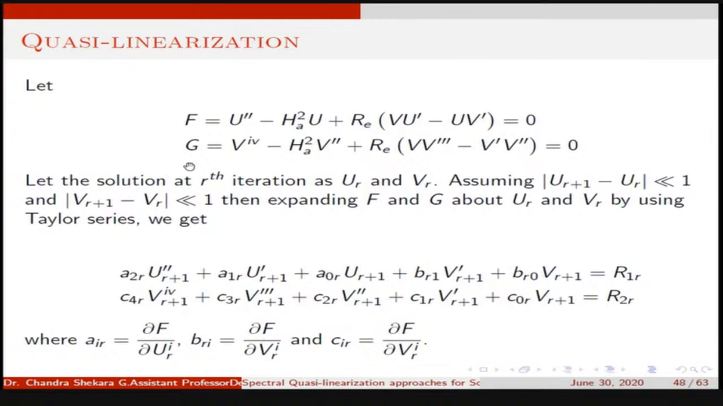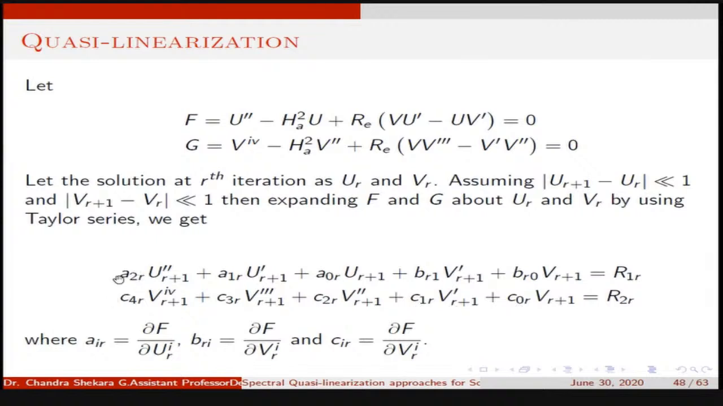You take that F and G, then you assume the solution at the rth iteration for these equations as U r and V r, and use the condition that the absolute value of the difference between the present iteration values and previous iteration values is very small. Then you can expand F and G as a Taylor series using multivariable calculus in the following form. After expanding the Taylor series and taking the terms with suffix r to the right hand side and keeping the terms with suffix r plus 1 on the left hand side, the two nonlinear equations become like this.